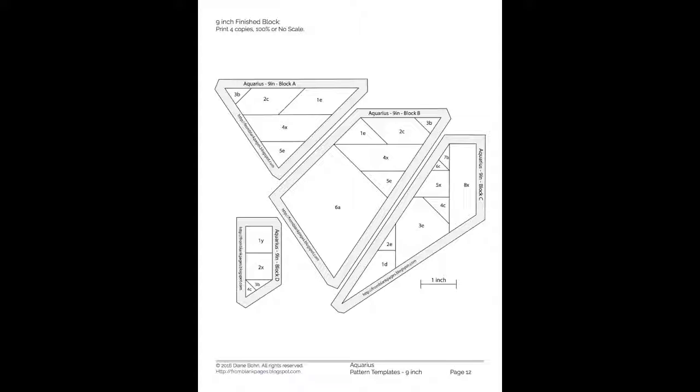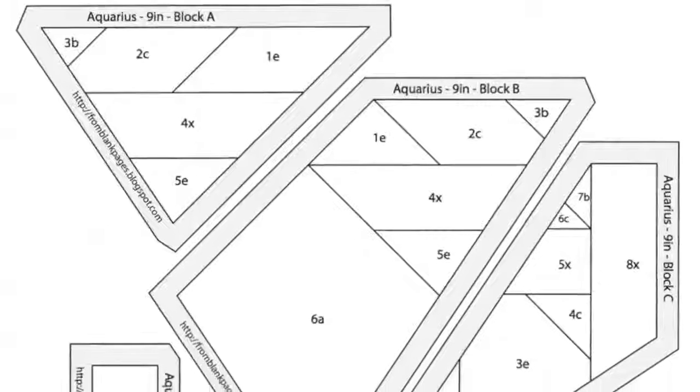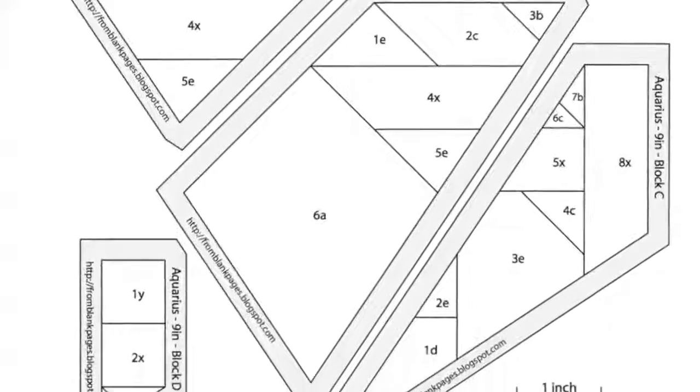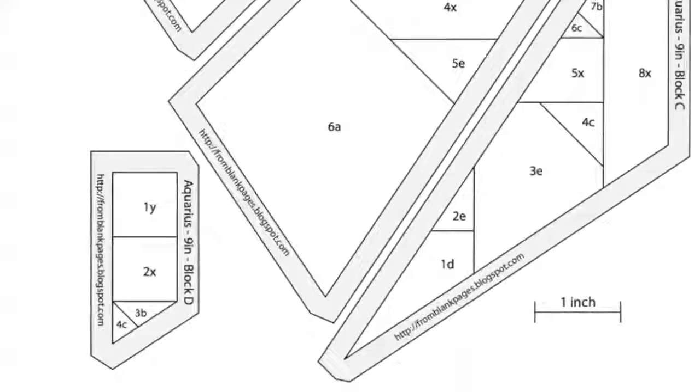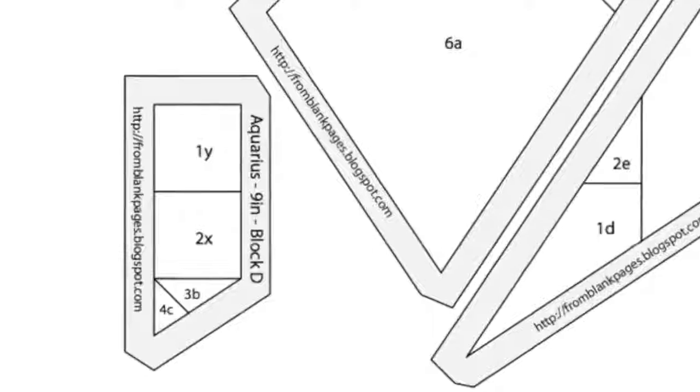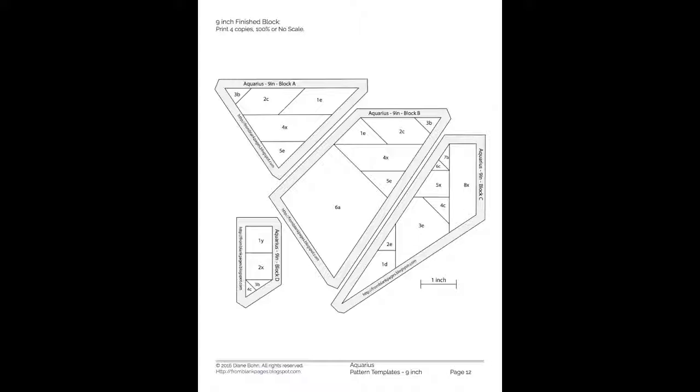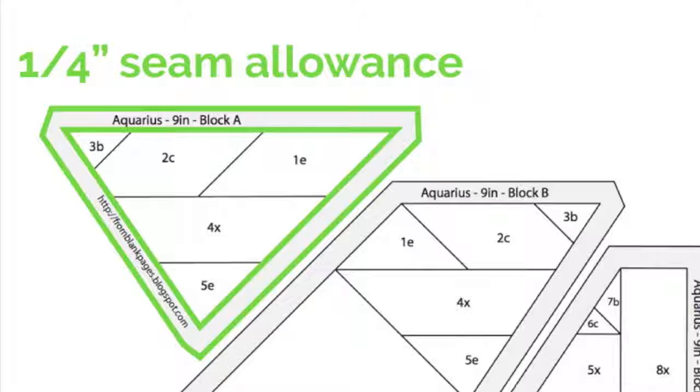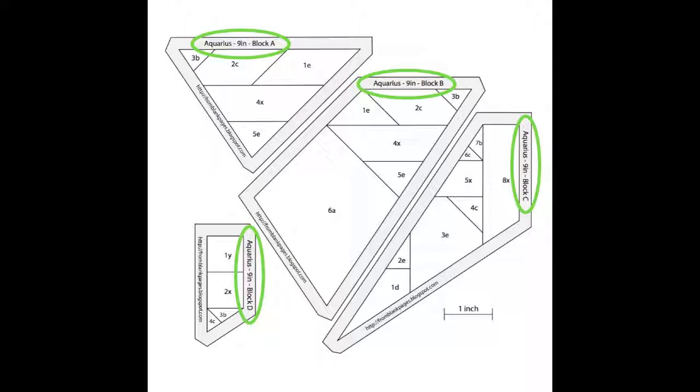Now let's take a closer look at the pattern templates. If you have foundation paper pieced before, these won't be new to you. If you haven't, I will explain these quickly here and demonstrate them in more detail in a following video. There is one pattern template for each block section of the pattern. Each pattern template has a shaded border around it. This area is the seam allowance and is 1/4 inch. If you scale your pattern, you will need to remeasure the seam allowance as it will no longer be an accurate 1/4 inch. Each template is labeled with the pattern name, size, and block.